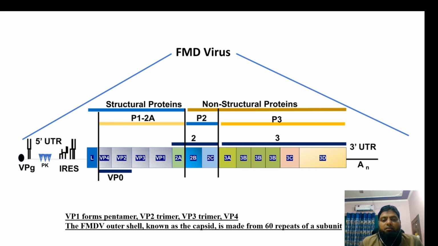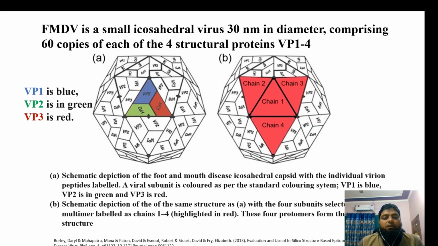And again, we have certain proteins which we use for the serotyping of the virus. The FMD virus outer shell, which is the capsid, is made of 60 repeated units, where VP1 forms a pentamer, VP2 a trimer, and VP3 a trimer. This is the structural description of the surface proteins, how they are arranged on the capsid wall. FMD is a small icosahedral virus, 30 nanometers in diameter, comprising 60 copies of each of the four structural proteins, VP1 to VP4.